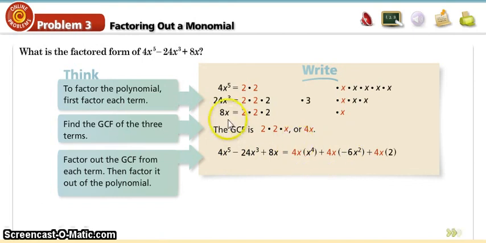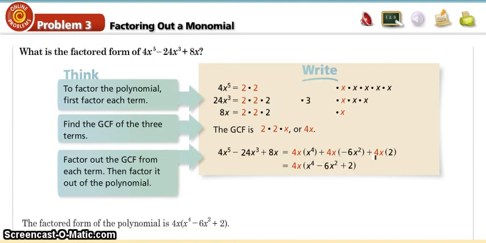And then finally with 8x, if you take away each 2, the 2 2's, and you mark out this x, the only thing you have left over there is a 2. So that's why there's a 2 here. Think about this. 4x times 2 gives you 8x. That's that third term. So we're just taking out the GCF from each one of those terms. Finally, factor out 4 times x from the entire polynomial.